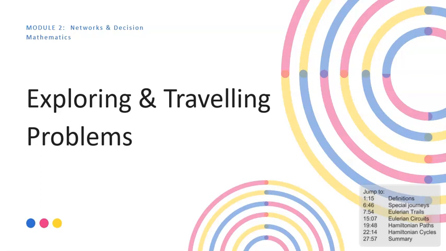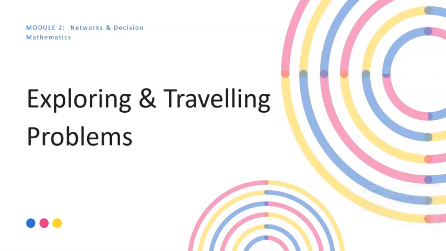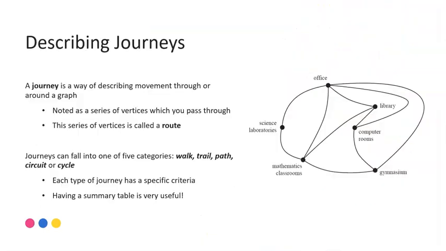This video will run through exploring and travelling problems for the networks and decision mathematics component of Further Maths. So what we're talking about in this section is describing journeys. A journey for an undirected graph is a way of describing the movement through or around a graph. It's usually noted as a series of vertices through which you pass, and this series of vertices is called a route.